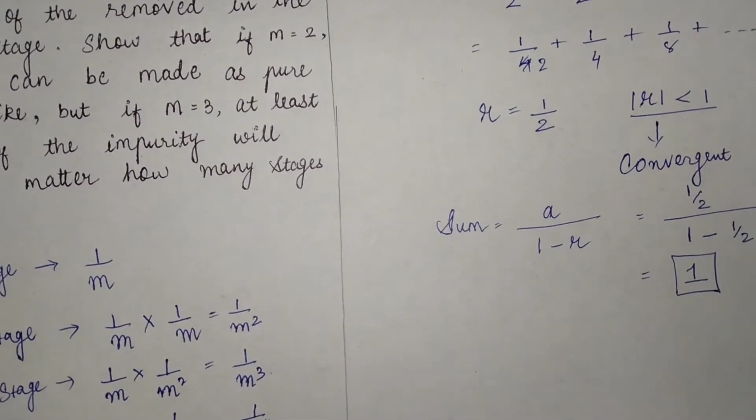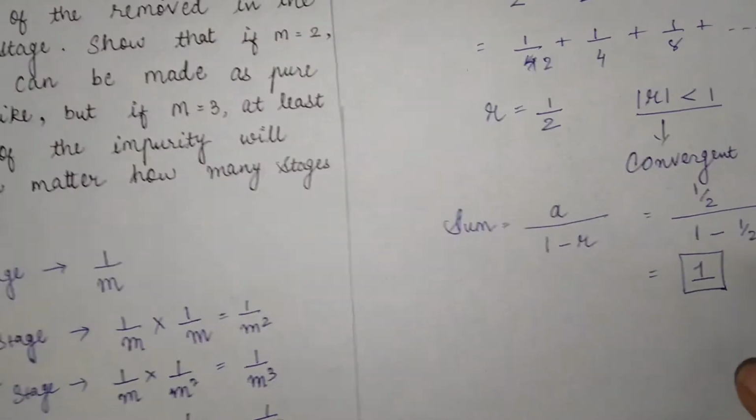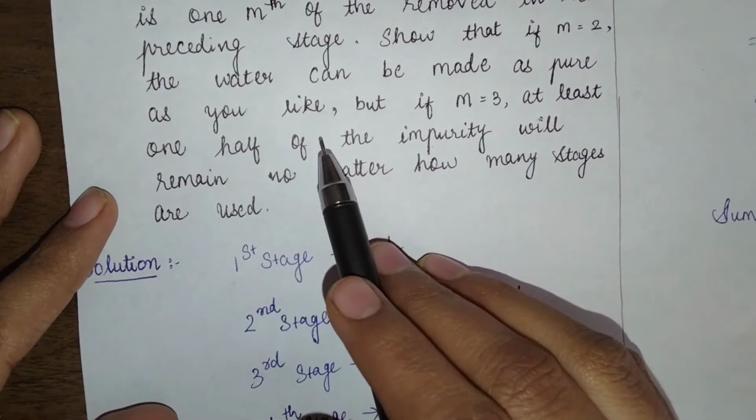Okay, so we can show that as we got 1, the water can be made as pure as you like.